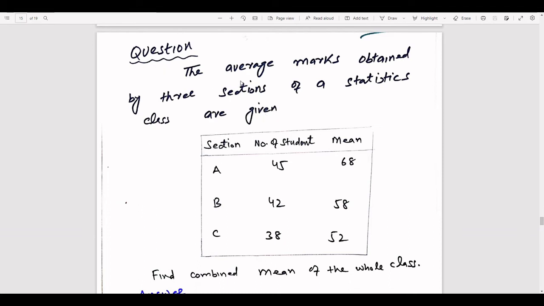Next question is, the average marks obtained by 3 sections of a statistics class are given. Section A, Section B, Section C. Number of students N1 is 45, X1 bar is 68. I said 1 because this is Section 1 and this is Section 2. Its number of observations N2 is equal to 42 and X bar 2 is 58. And for Section 3, number of students N3 is 38 and X bar 3 is 52.